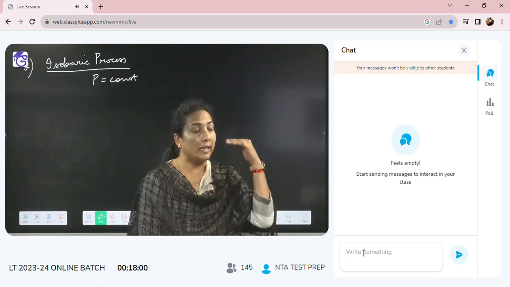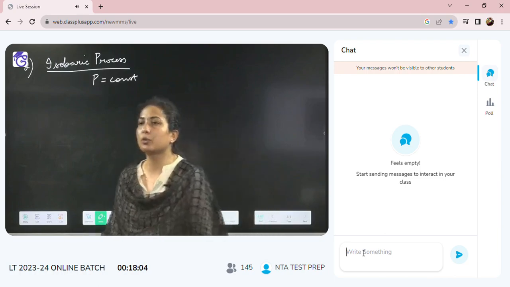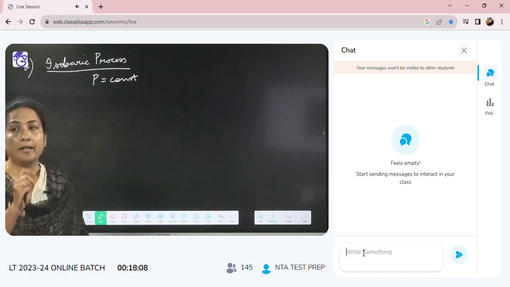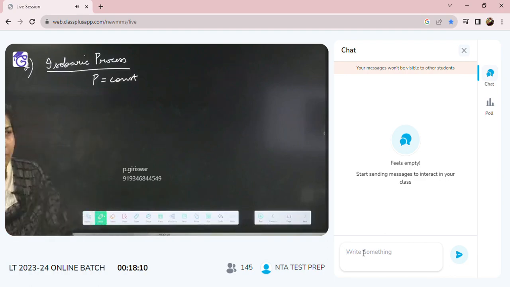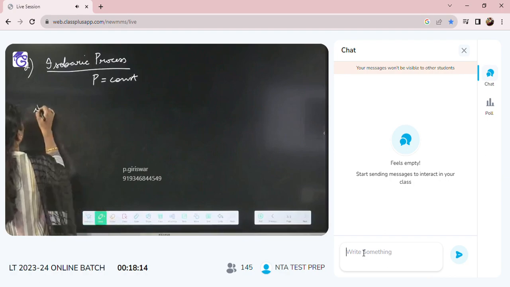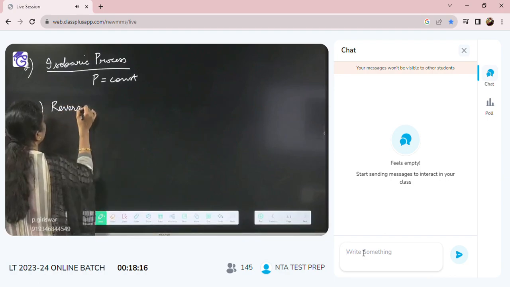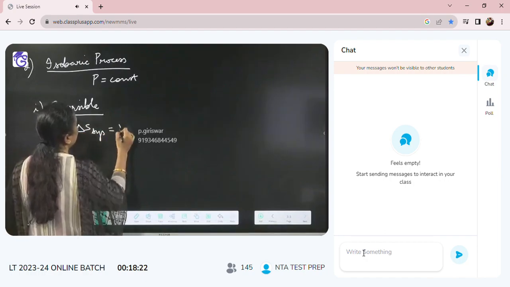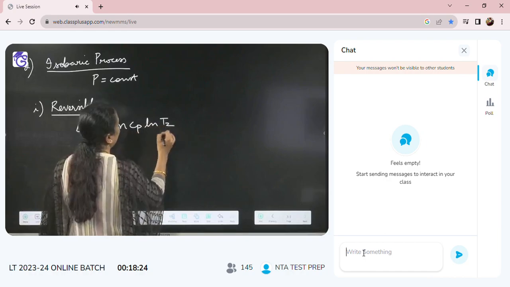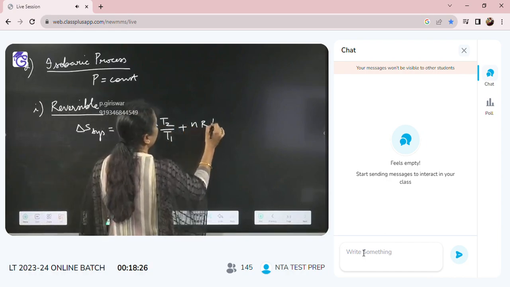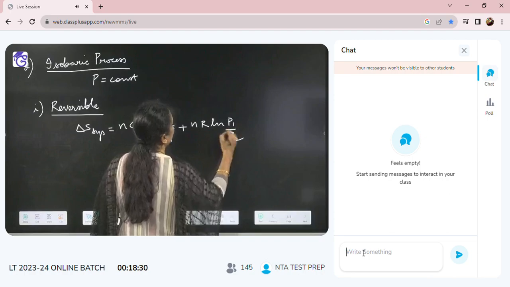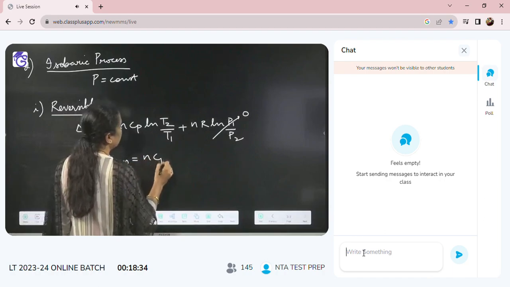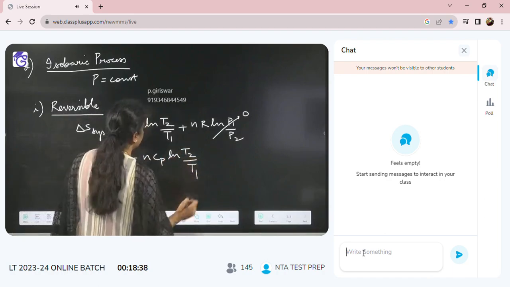Now for isobaric process, which formula should I be using out of those? Wherever the pressure term is coming, I'll be using that formula here. So first of all, for reversible, I'll be writing delta S system equal to NCP ln T2 upon T1 plus NR ln P1 by P2. Since pressure is constant, this term will become 0 and I'll have delta S system equal to NCP ln T2 upon T1.